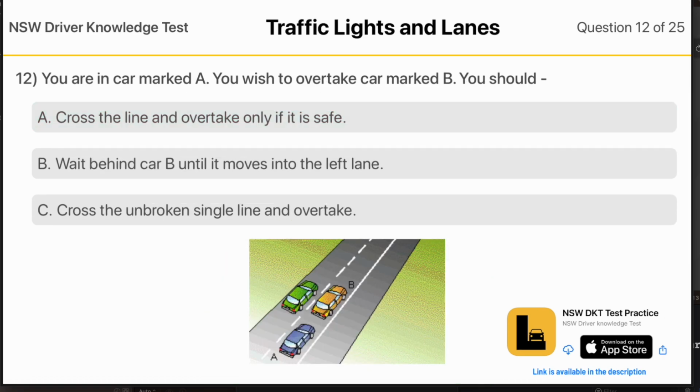You are in car marked A. You wish to overtake car marked B. You should cross the line and overtake, only if it is safe. Wait behind car B until it moves into the left lane. Cross the unbroken single line and overtake.